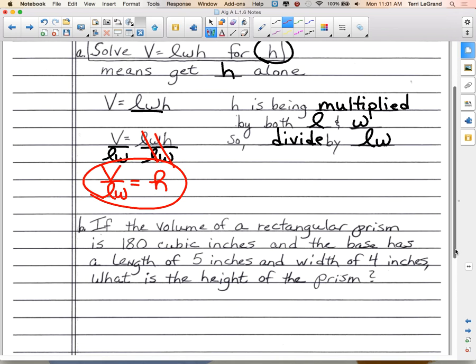So again, let's put here, solved for what? What's it solved for? H. Solved for H. That's what it's going to look like.